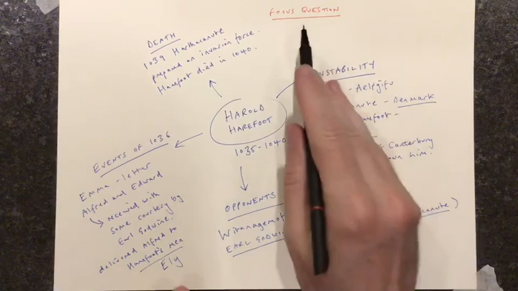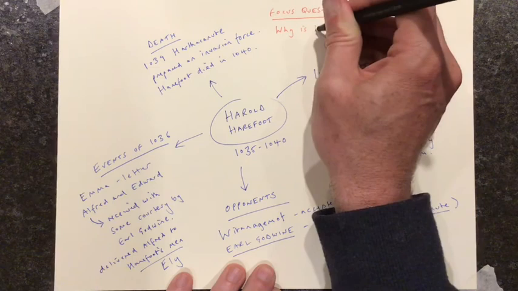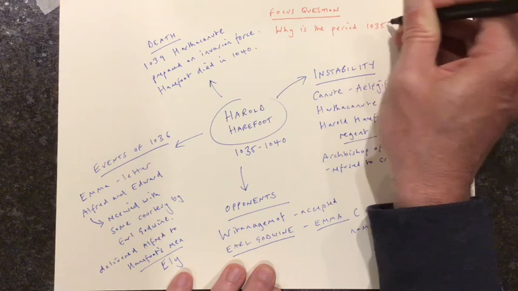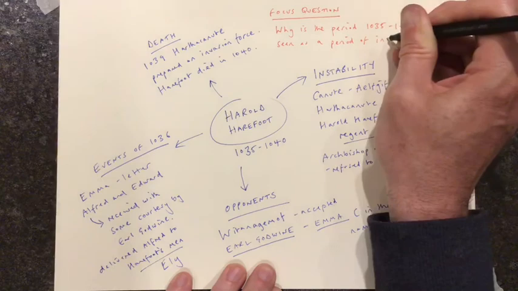Okay, so traditional focus question for us whilst we're working at home at the moment. One paragraph necessary, okay? So why is the period, and we'll use the dates that Harefoot ruled, 1035 to 1040, seen as a period of, and we'll use that key term that we started with, a period of instability.